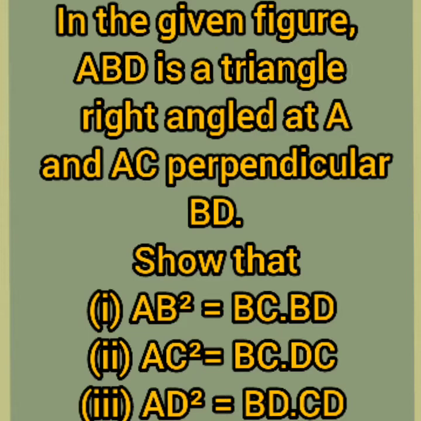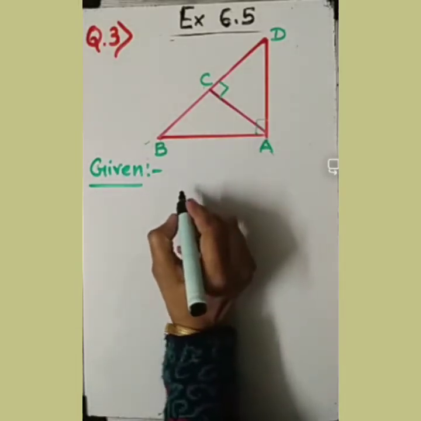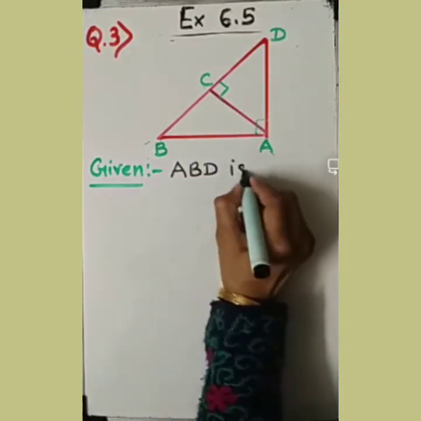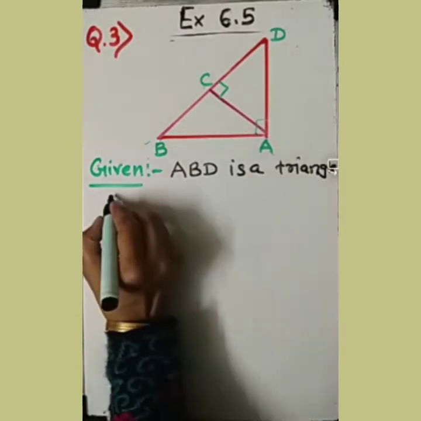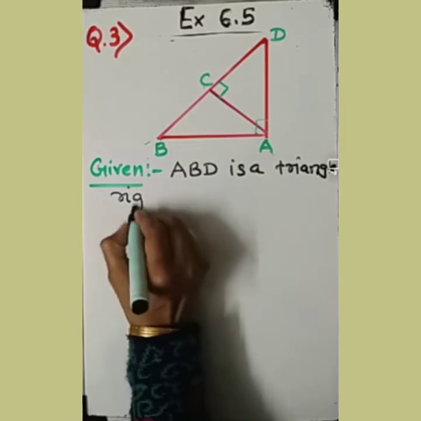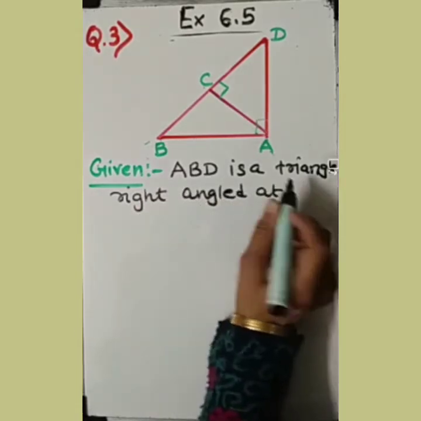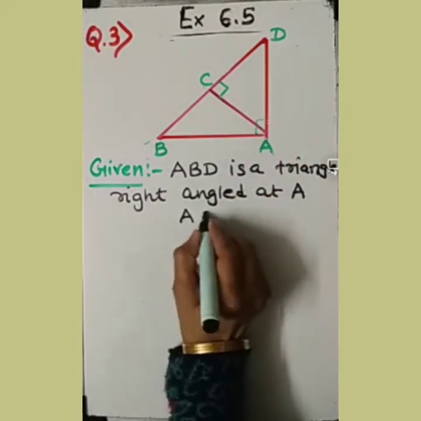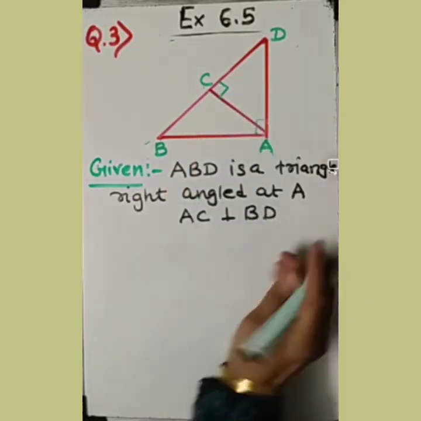Let's note down what we are given in the question. ABD is a triangle, right angled at point A. It is visible, that is already given. Beside this, we are given AC perpendicular to BD. This is already given in the question.